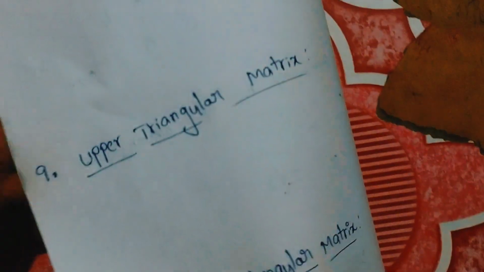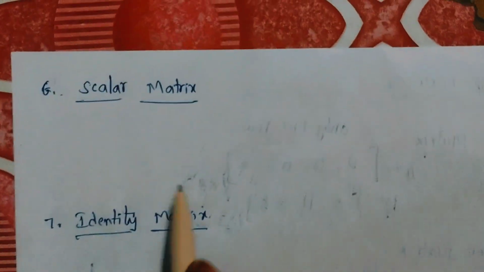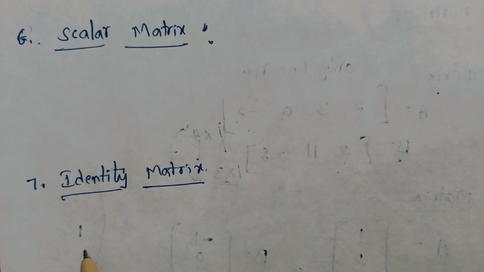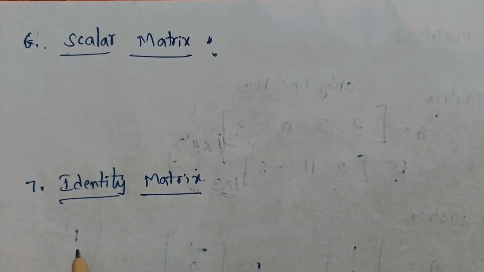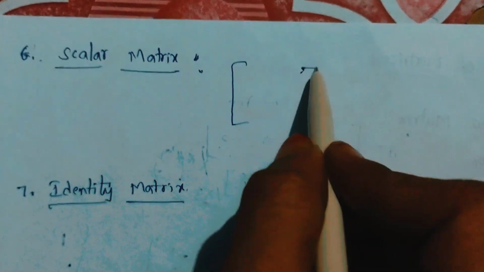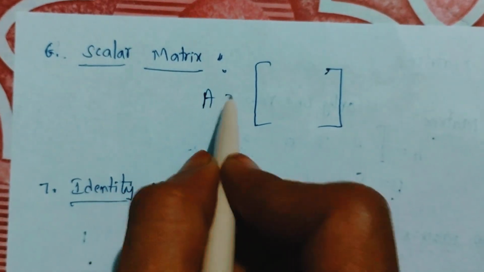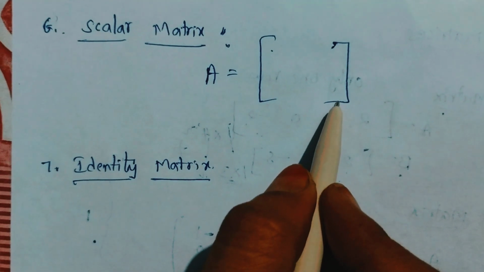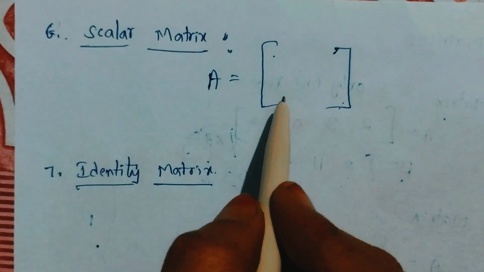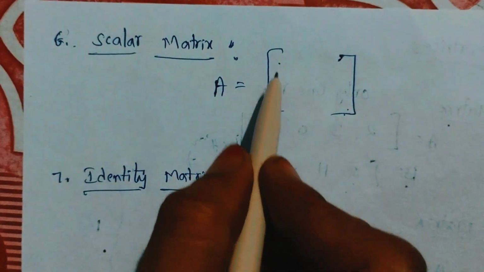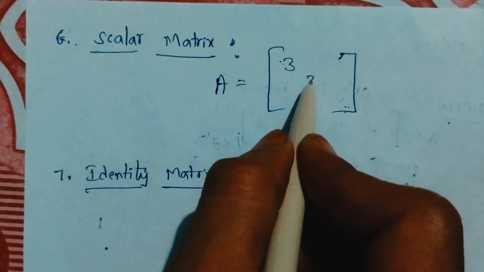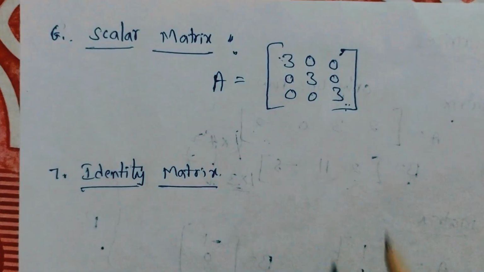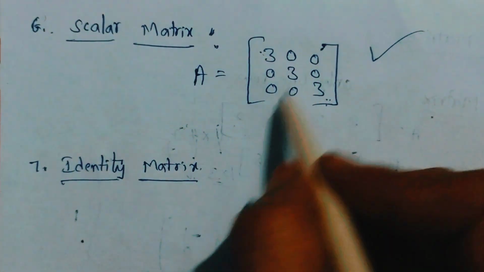Then next we move to the scalar matrix. What is the scalar matrix? Here we have already learned about the diagonal matrix. In the diagonal matrix, take a 3 by 3 matrix, only the diagonal elements are non-zero and the remaining elements are zeros. In the scalar matrix, the diagonal elements are all the same, like take the number 3, and the remaining other elements are zeros. This is called a scalar matrix.